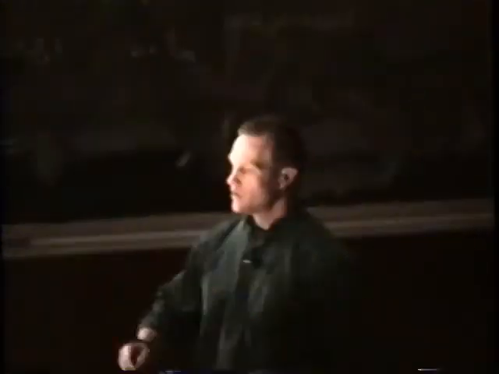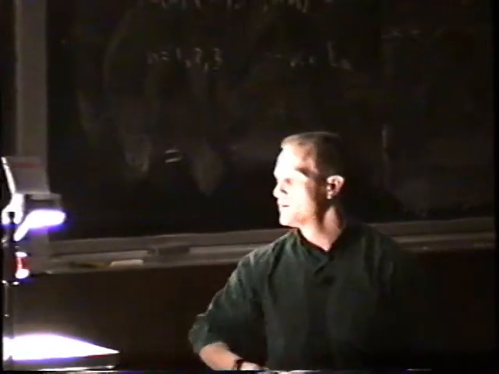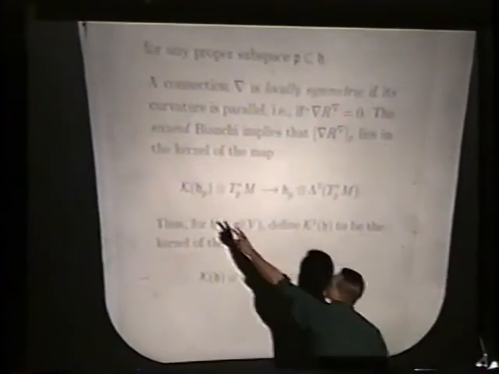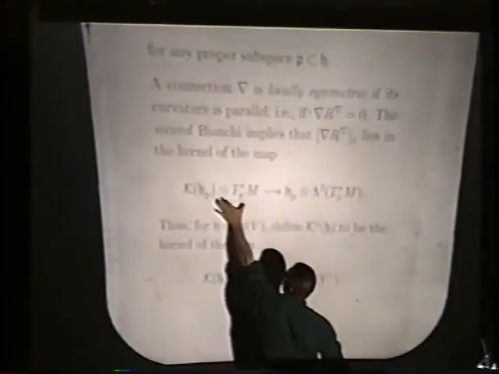Anyway, if you ask what space the covariant derivative of curvature lies in, the second Bianchi identity tells you that it lies in the kernel of this skew symmetrizing map, which takes K(h), which remember has a Lambda 2 V star sitting in it, and skew symmetrizes on the last three indices again, just as before. The covariant derivative has to lie in that. And so define K1 of h to be the kernel of this skew symmetrizing map. It's the proto covariant derivatives.